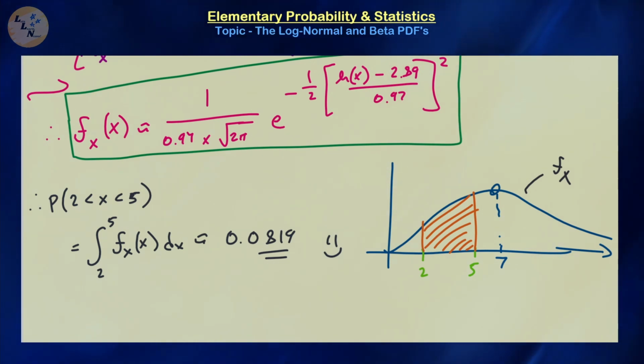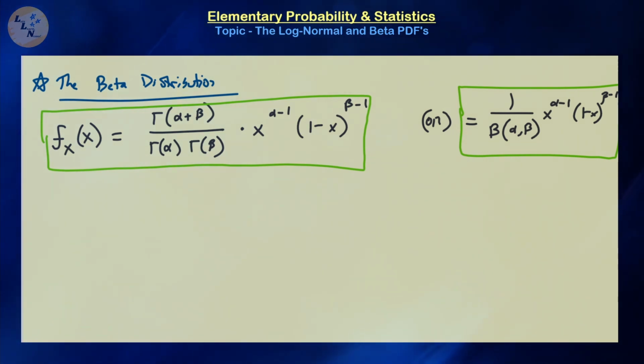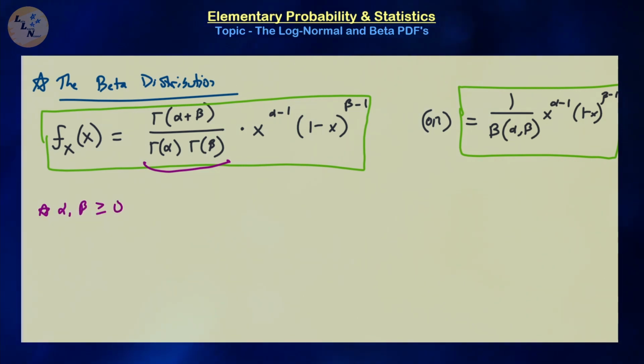So that's one of the practical applications that you could use the log normal distribution for. The next distribution we're going to talk about today is what is referred to as the beta distribution, which has this analytical form. In particular, this leading term is a constant where alpha and beta are going to be rate parameters. So alpha, beta, which should be non-negative, are going to be rate parameters.